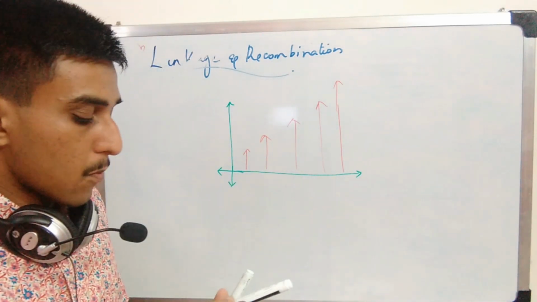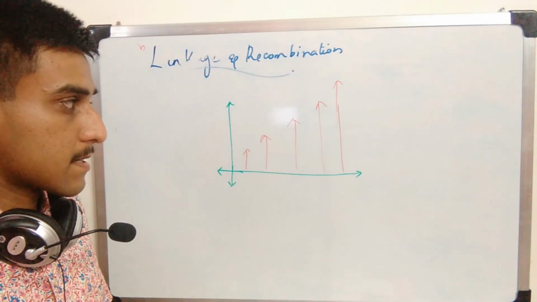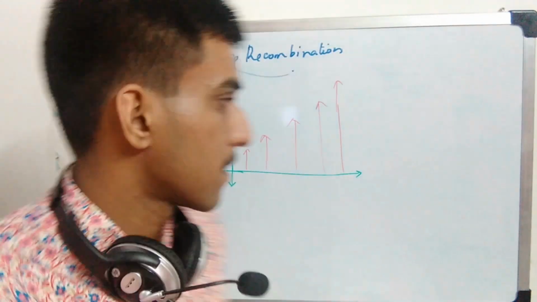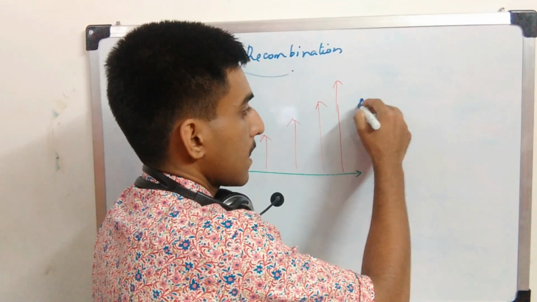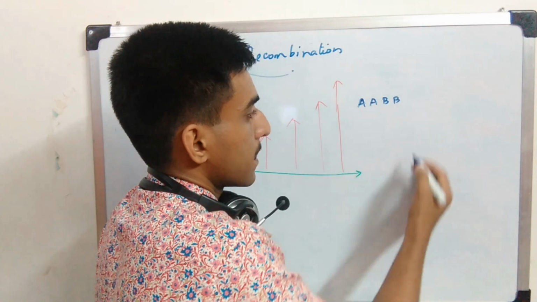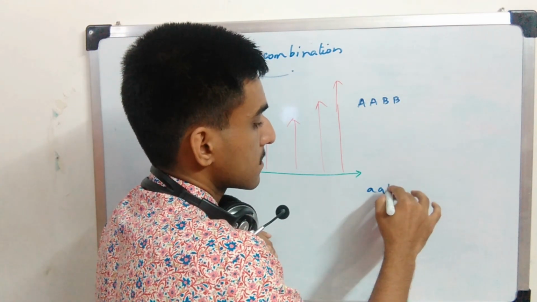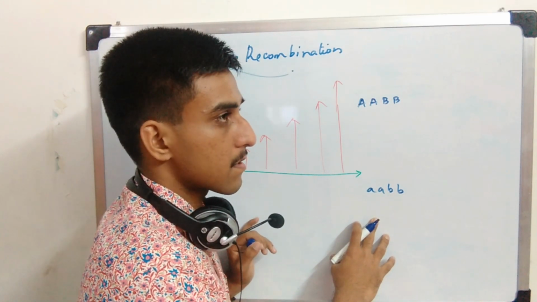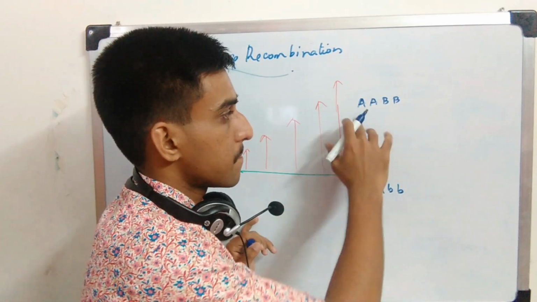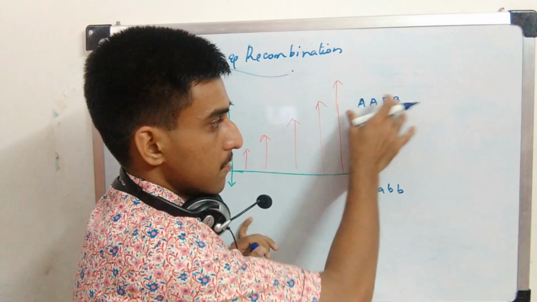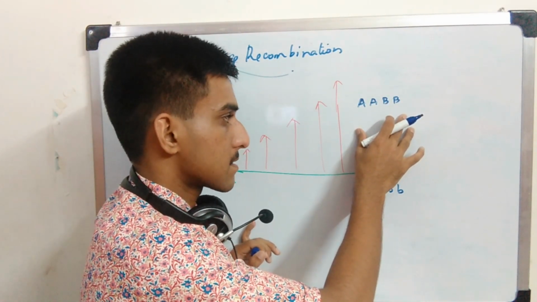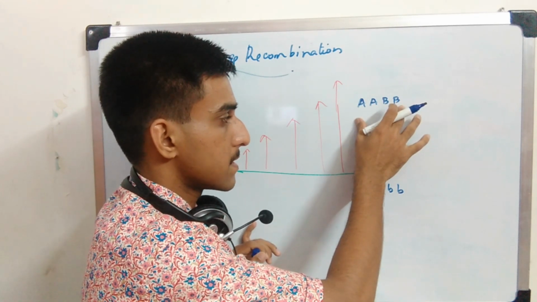I will say one thing also about polygenic inheritance. Just consider a genotype AABB. This is the dominant form of the parent. This is the recessive form of the parent. So we are considering two genes. This is a dihybrid cross in a polygenic inheritance.